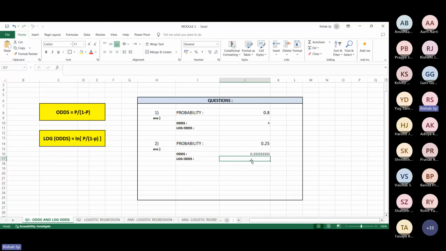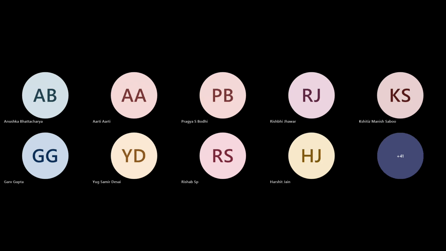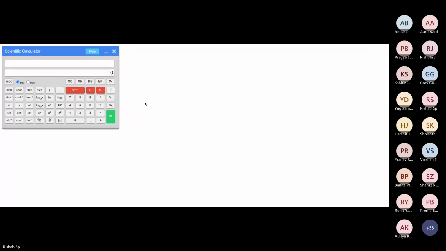What is the log odds? For this, remember the first odds value is 4, and for the second, the odds is 0.333. Now I'll share my calculator. Calculator visible, right? Yeah, it's visible. Yes, Rohit.